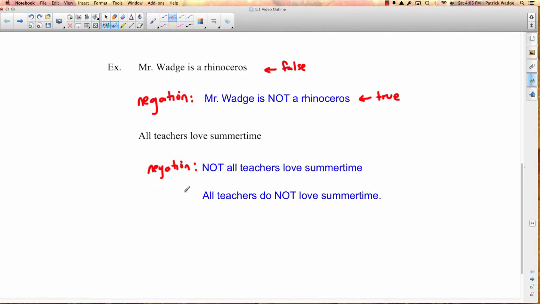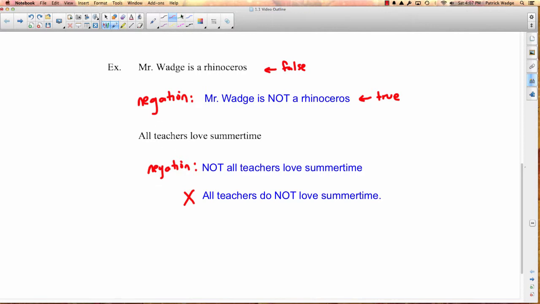Why isn't this one here? Why is this not the negation? Because it's possible in this first case here for it to be false, and this one also to be false. Right? Think of it this way. If this statement here, all teachers love summertime, is false, if there is at least one teacher who hates summertime, then this one has to be true. Not all teachers love summertime. But if this one is true, all teachers love summertime, then this one's false, that not all teachers love summertime, right? You have to read that over a couple times and think about it.